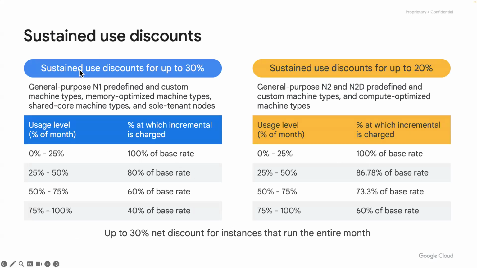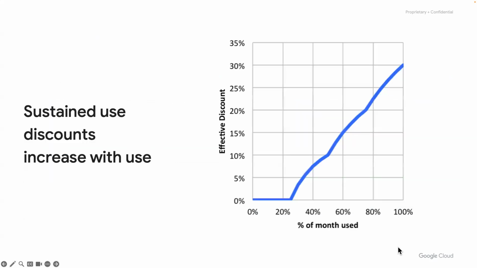So these are some standard discounts. They vary depending on the machine type. You cannot go with this blindly; depending on the machine type, the discounts vary. So here you can see general purpose sustained use discount up to 20%. This is up to 30%, depending on the type of family you use. Sustained use discount increases with use.